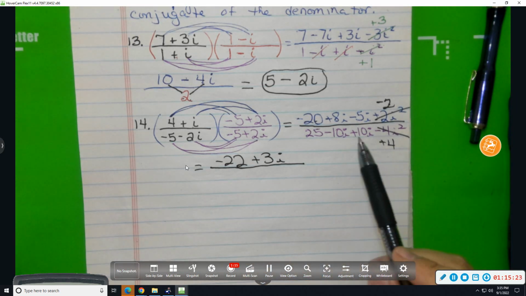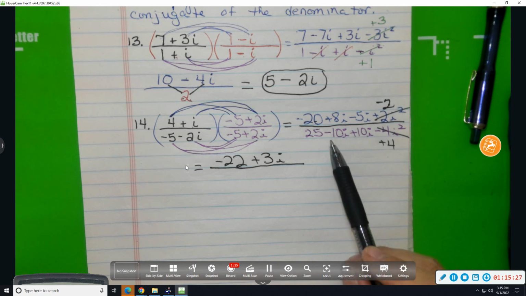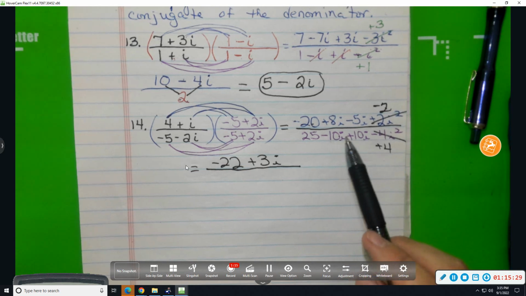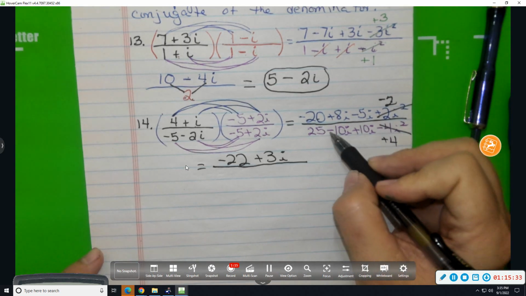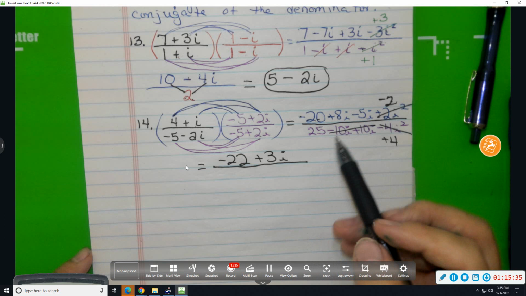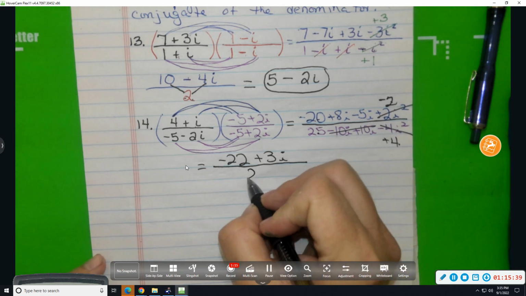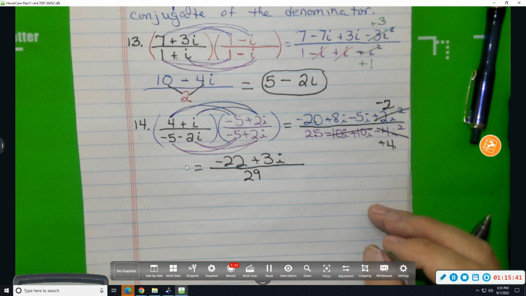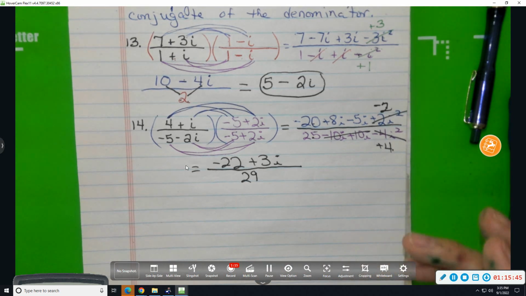And look down here at the bottom. What's about to happen to those i terms? They're going to cancel each other out, so it would just be 29. Negative 10i plus 10i, I agree, canceled out. We have a 25 plus 4. I agree with the 29. And we can't simplify it, but we do still need to split it up.